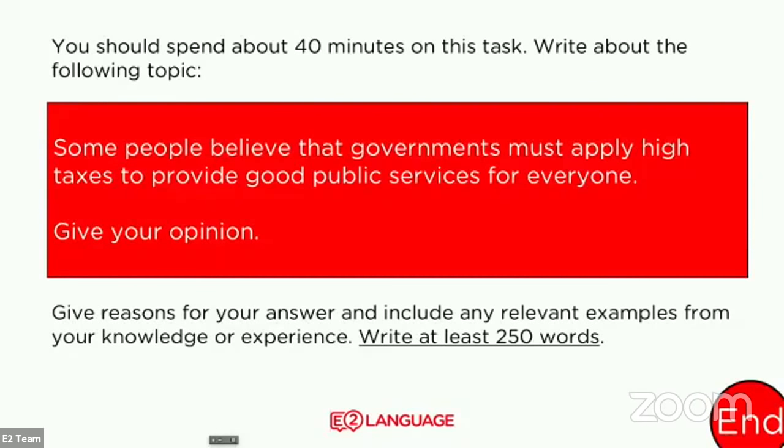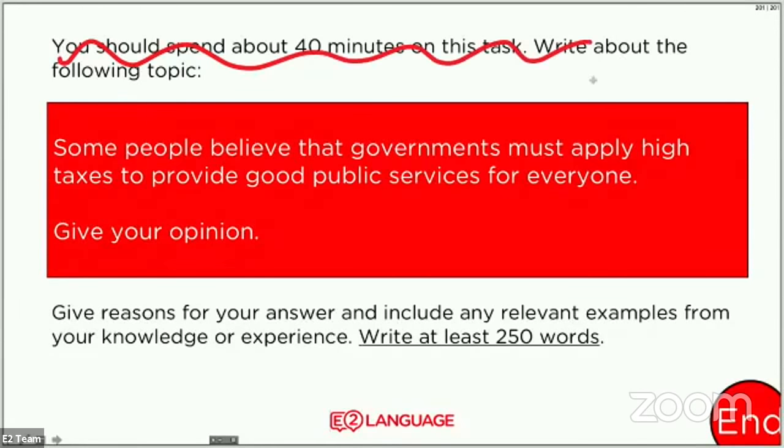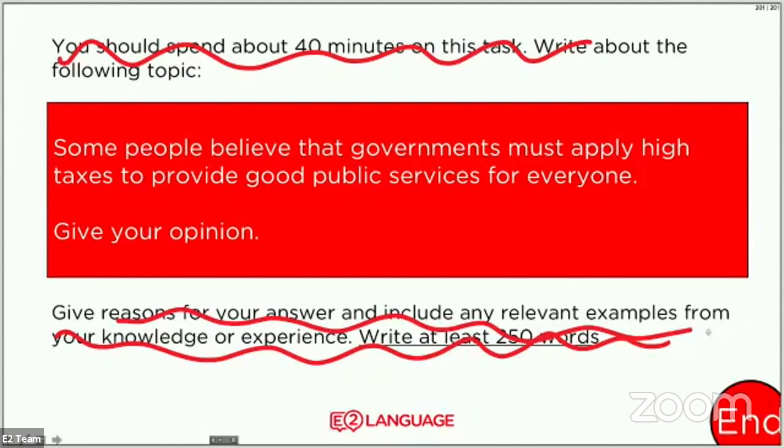All right, let me just read this. It says, well, again, if you know the rules of the test, you don't need to worry about any of this stuff, because you know you've got 40 minutes and you know that you need to write at least 250 words, and you know the structure for the essay, that you need to include examples and experiences. Right, let's read this, because this is what's important. This is what you need to think about.